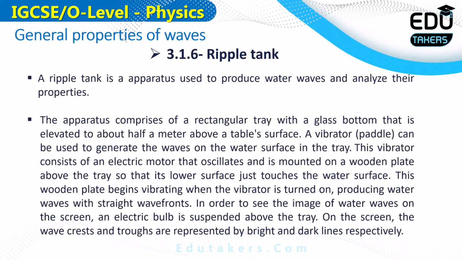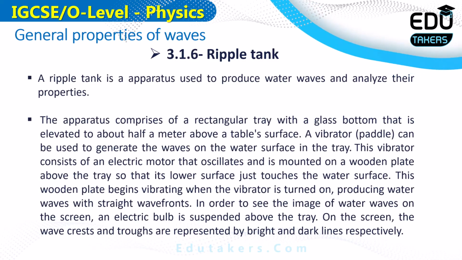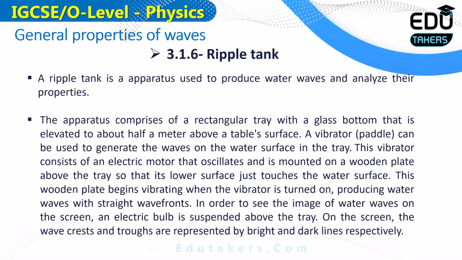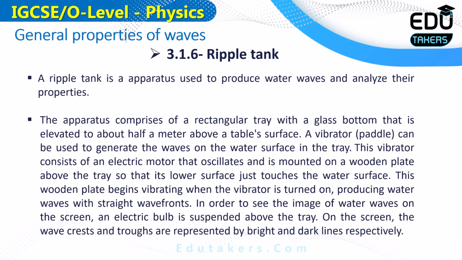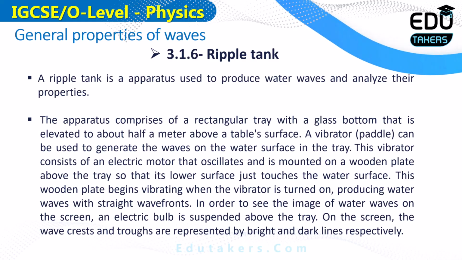Next topic is the ripple tank. What is the ripple tank and why do we use it? It is basically the apparatus which is used to produce water waves and also analyze their properties. It means that with the help of the ripple tank we can produce the water waves and also analyze the properties of the water waves.